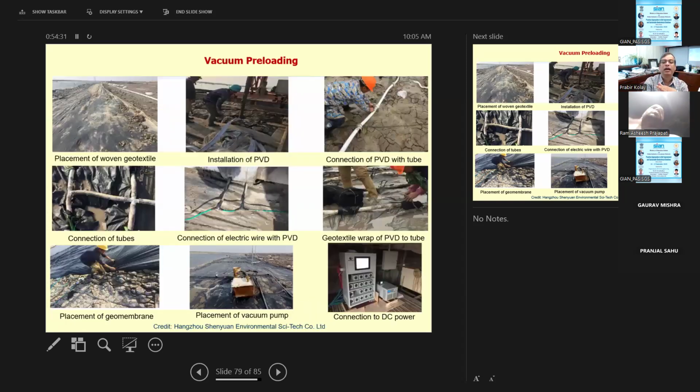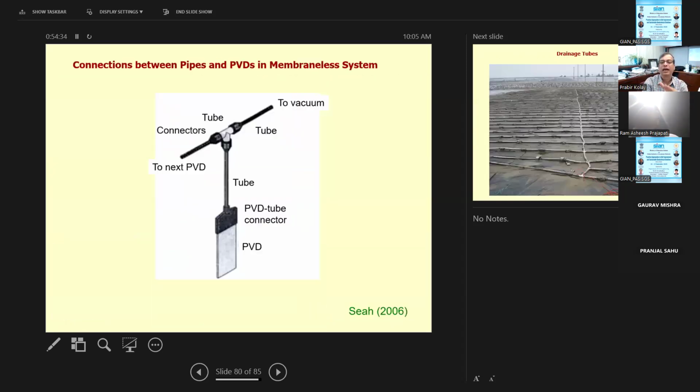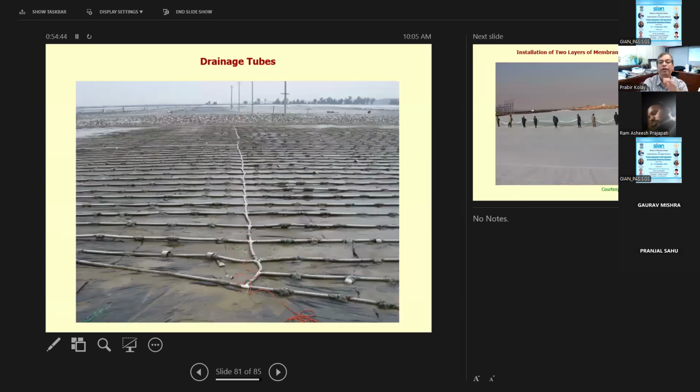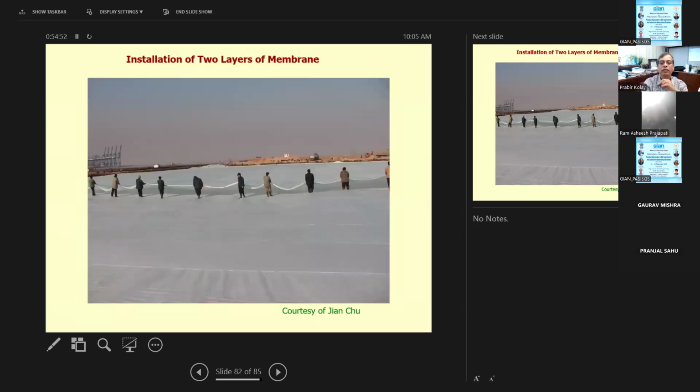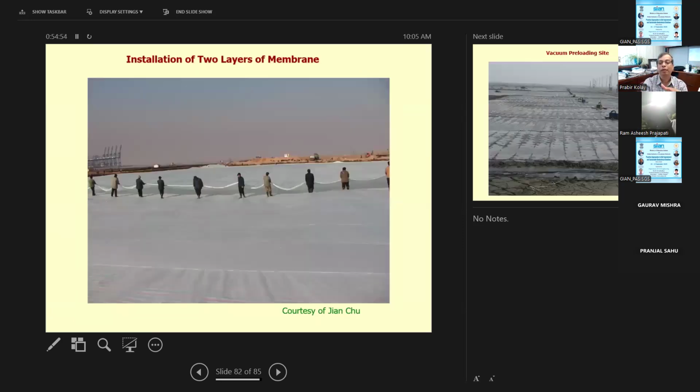And then the connection between the pipe and the geomembrane, how the PVD is connected to the vacuum tube, and next to the PVD. So all these connections are there, and how the drainage tubes look. A lot of pictures, again from Shanghai, China. This is how they install the membranes. This is a huge area, so how the membrane is installed.